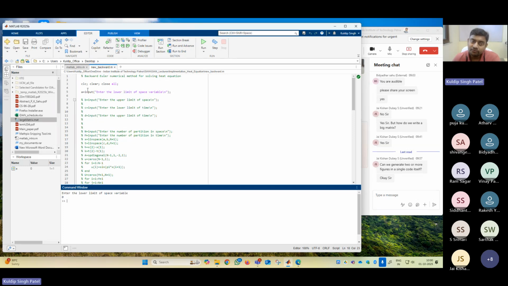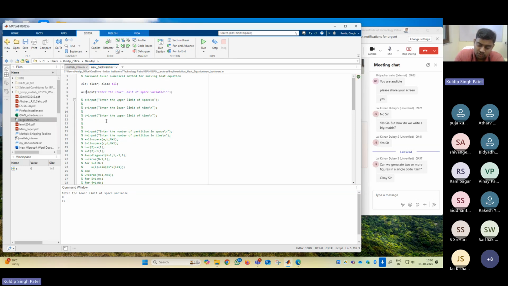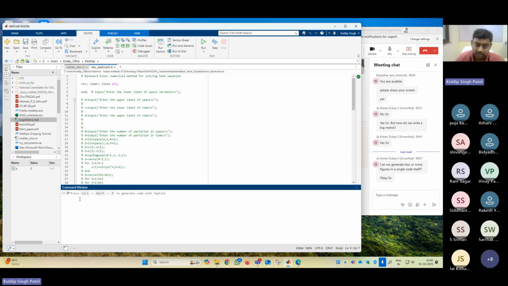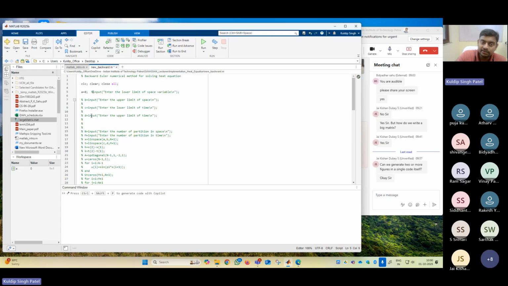What else could we have done? We could have simply written a equals 0 here, and that's it. Why do this? Here a is 0, right? You see in the workspace, a is 0. And if I directly put a equals 0, then also a equals 0. So I want to explain why we used this input command.